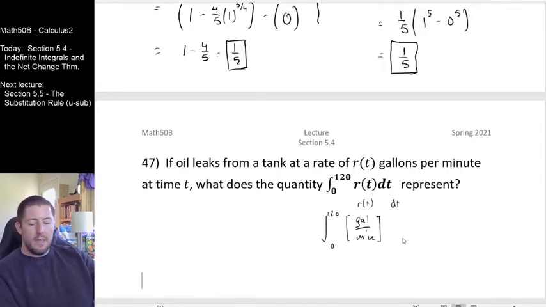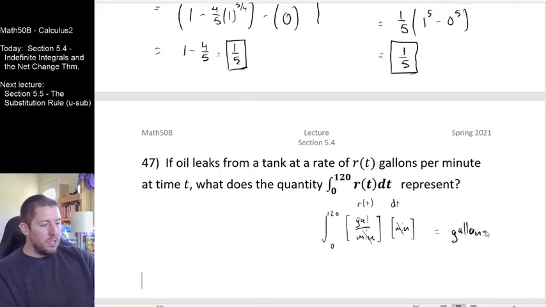This dt, it's an infinitely small change in time, right? So this is some measurement of minutes right here. It's a time measurement, right? So that's got units of minutes right there. Well, what do you know? When we multiply together lots and lots of gallons per minute times minutes, what are we going to end up getting? It's a total measure of gallons.